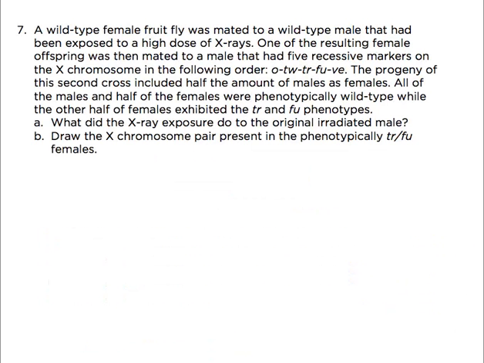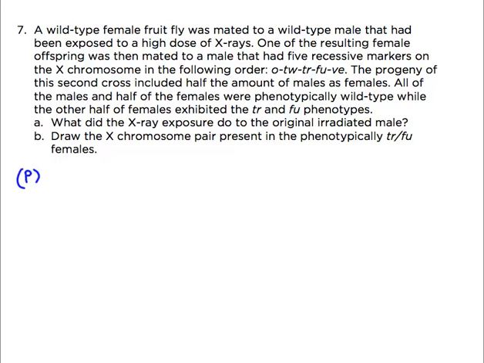Problem 7 is a fairly long problem about a cross between fruit flies. So what I'm going to do first, before we look at any specific genes and what's happening, is do the cross, and I'll explain how I'm going to do it along the way. The first statement says that a wild-type female fruit fly was mated to a wild-type male that had been exposed to a high dose of X-rays. So let's do this parental cross.